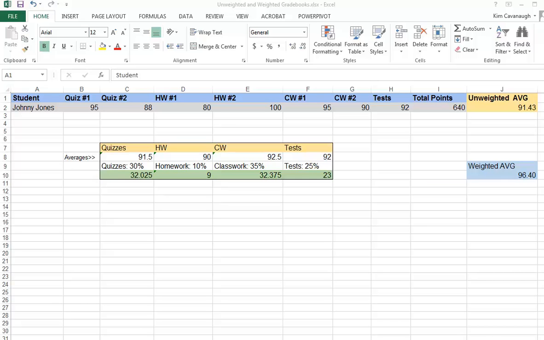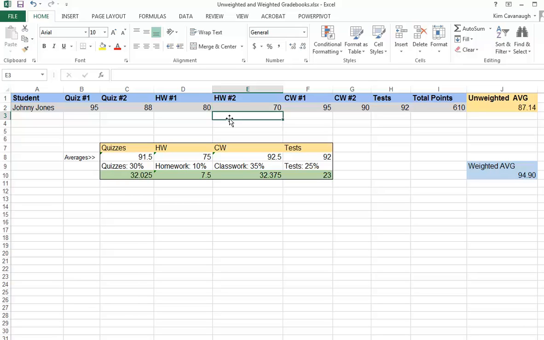Let's say for instance that this homework assignment here, rather than getting a 100, let's say Johnny got a 70 instead, so 30 points less. Now watch what happens to both of the averages. The unweighted average drops almost 5 points. But the weighted average barely drops at all. It's because homework only counts for 10%.